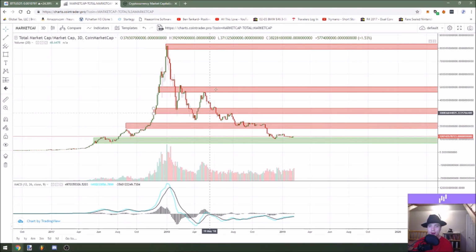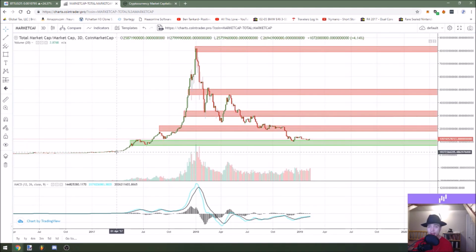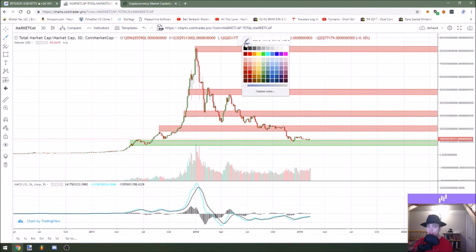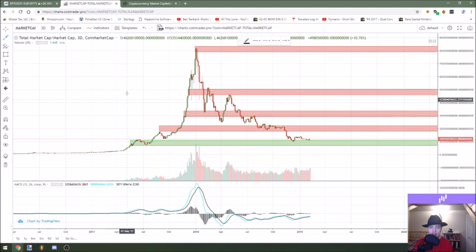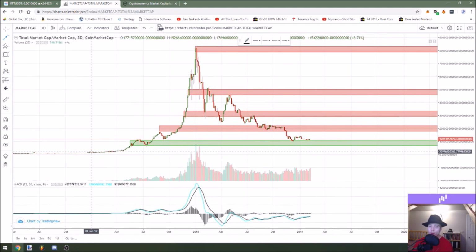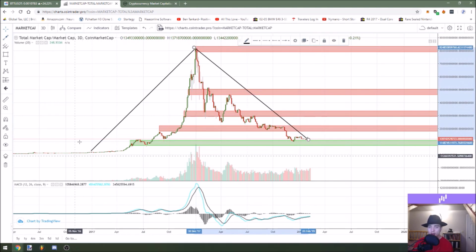So starting with the total market cap, I am zoomed clear out on the 3-day candlesticks right now, and I have the support and resistance drawn of this full market cycle. As you guys know, a market cycle is when the market sees an impulsive move on the upside and then an impulsive move on the downside. What we have here is an impulsive move that started really in 2016, and 2015 is when it started to accumulate, but it really ramped up through 2017. So we have this impulsive move on the upside and then this impulsive move on the downside. So that's a market cycle.